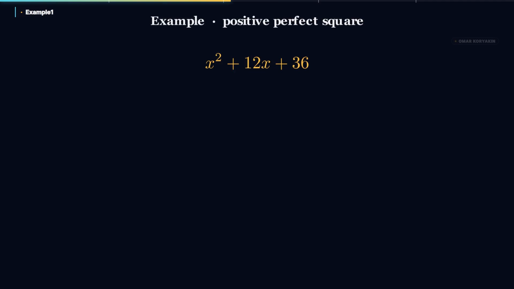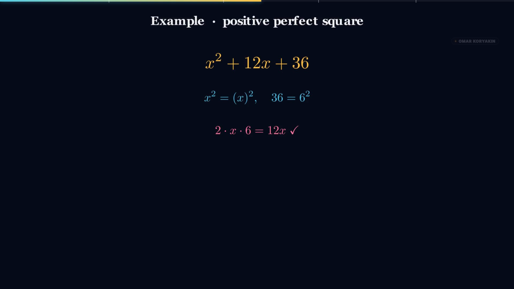Factor x squared plus 12x plus 36. Run the perfect square test before reaching for any other technique. First and last terms first. x squared is the square of x, 36 is 6 squared. So the first and last terms pass the perfect square test with a equals x and b equals 6.